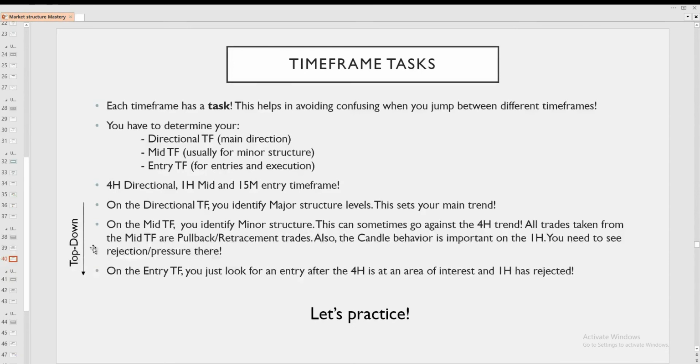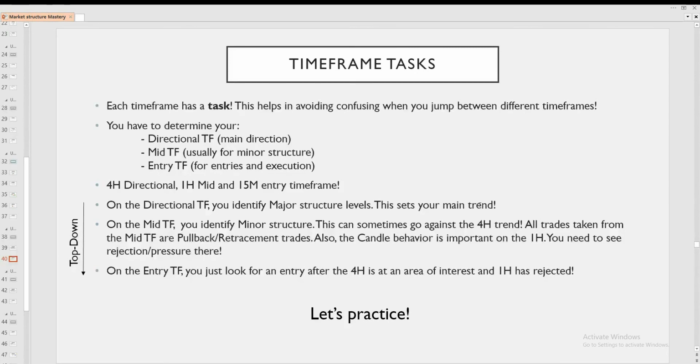All right, and here is your top-down analysis process. So you start from your directional time frame where you identify the major structural levels. So this is your major high low, your major lower high, and just the major structure. Because again, if you remember previously, as long as the market is trading above a major high low, we take longs. And as long as the market is trading below a major lower high, we take shorts. So again, it's super important to mark those major structures on the 4 hourly, of course, okay? Because this is going to set your main trend and main direction.